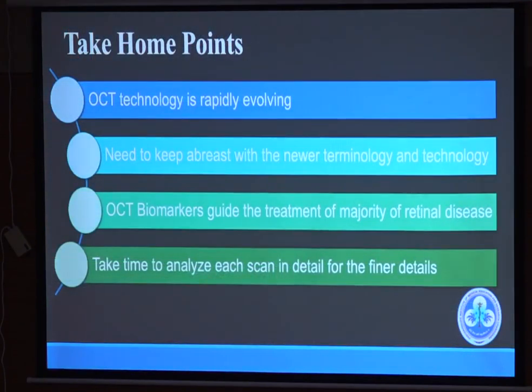So OCT technology is rapidly evolving. I have just tried to show you some scenarios. This is just the tip of the iceberg of what we can see with the OCT. And OCT biomarkers are guiding us in treatment, and they are going to be involved even more in management of these patients. We need to take time to analyze each scan. We are gathering a lot of information, but we are using a very little bit of it. So we need to take time to analyze each scan for the finer details and go through all the scans before making a decision for the patient.